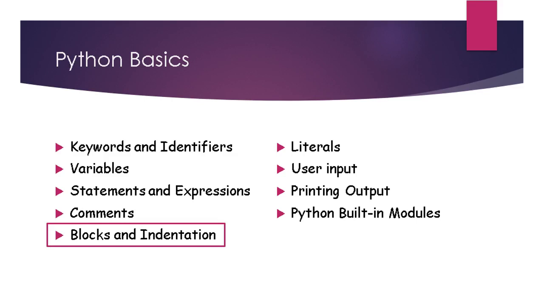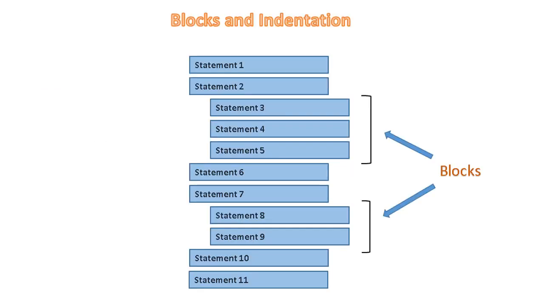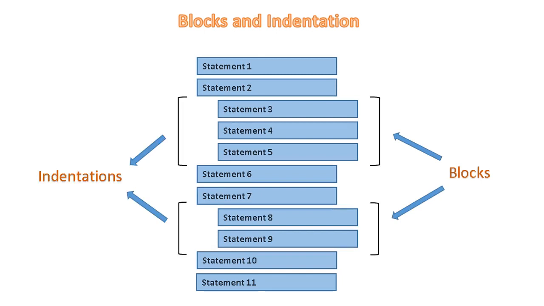Let's begin. A block can be regarded as a grouping of statements for a specific purpose. For example, conditional statements, looping statements, functions, etc. use blocks of code. Indentation refers to the white spaces before the start of the statement.